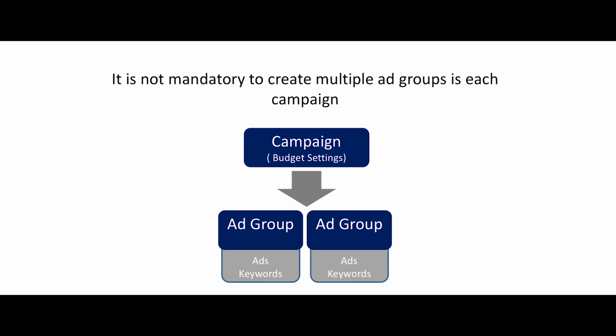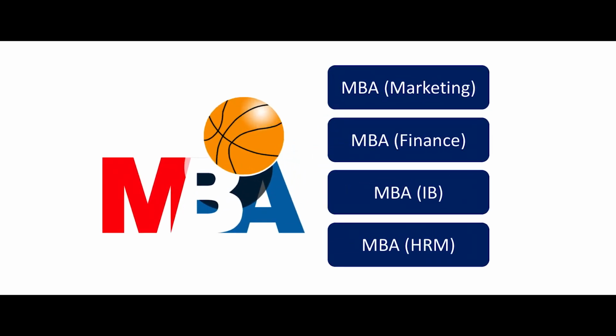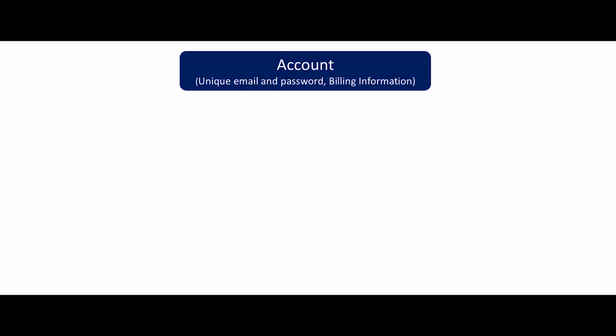Let us try to understand this entire Google Ads organization with the help of an example. Suppose in my institution we are offering 4 different streams of the MBA program like MBA Finance, MBA Marketing, MBA International Business, and MBA Human Resource Management. We want to use Google Ads to promote our courses. In this case, we will organize our Google Ad account in this way. First layer will be our Google Ad account with unique mail ID, password, country, and the billing information.